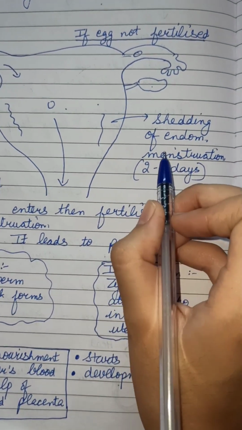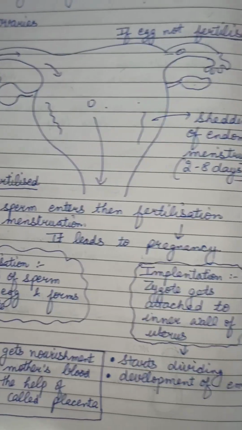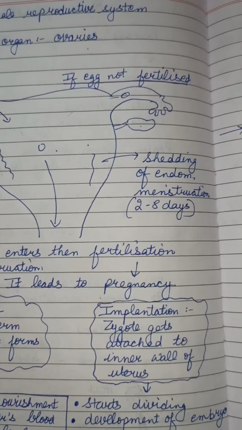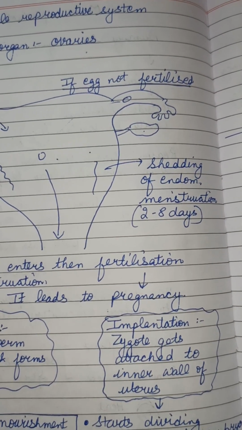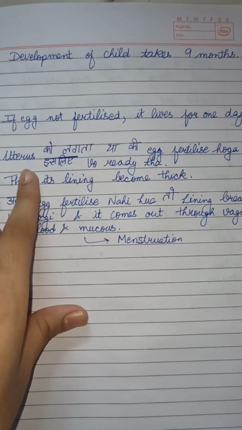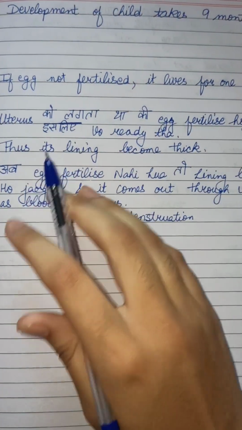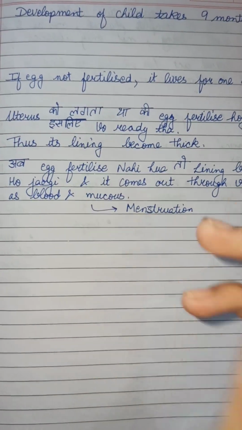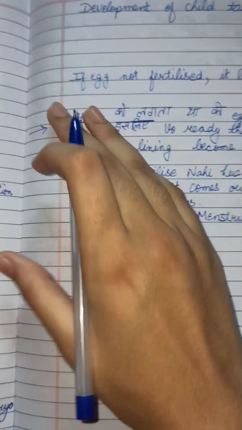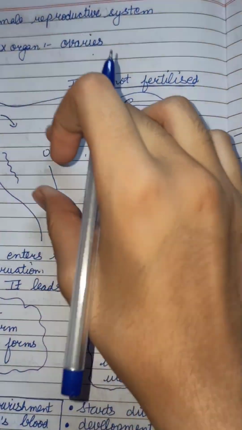Shedding of endometrium, menstruation starts if egg is not fertilized by the sperm. Now why does this happen? Why does shedding of endometrium take place? So now let's see why. If egg is not fertilized, it lives for 1 day. Now here I have written that the uterus thought the egg would be fertilized, so it was ready. Ready for what? It has prepared itself for implantation of the embryo.